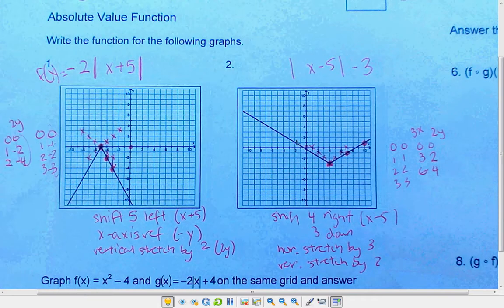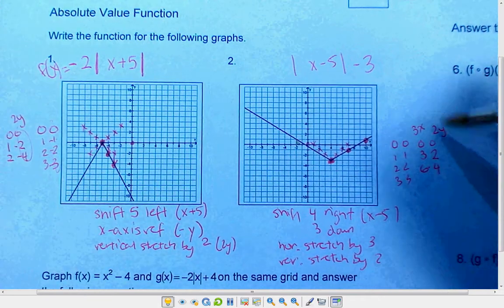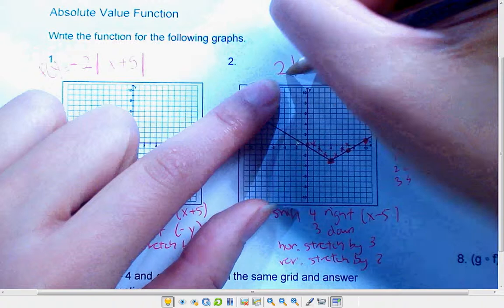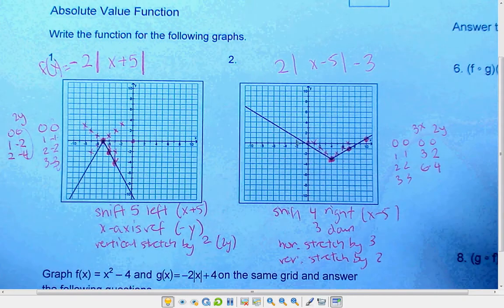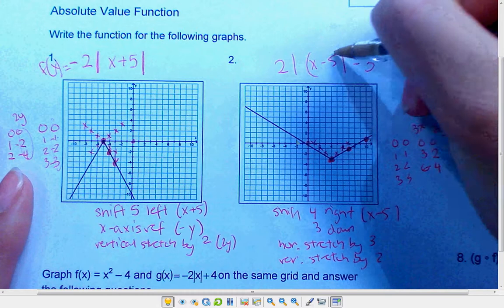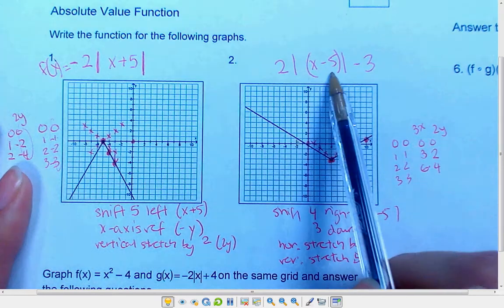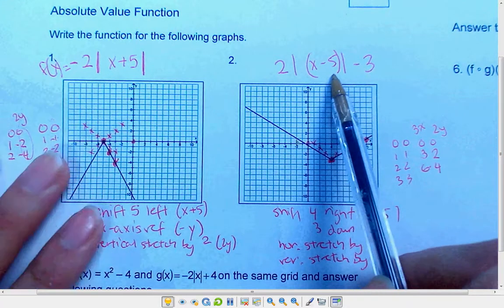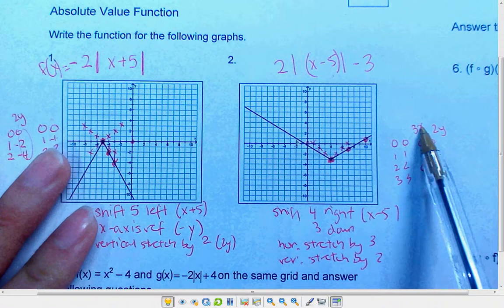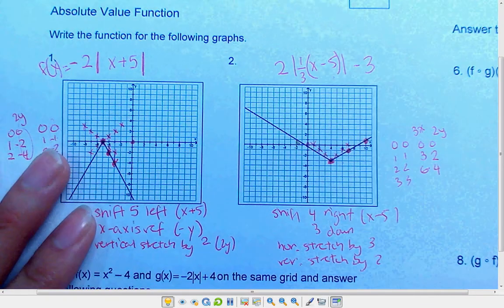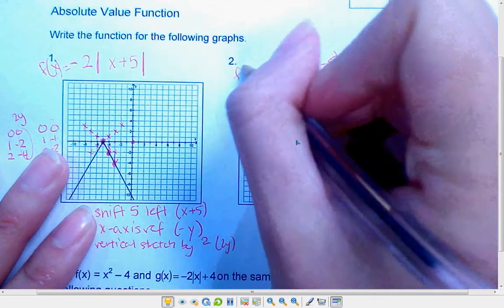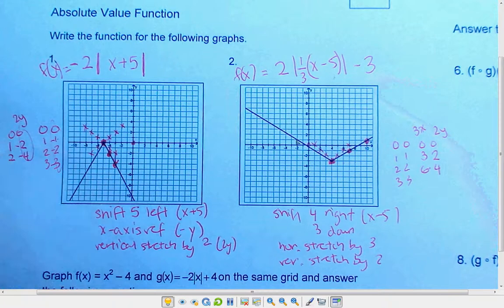Right. So if your y's have been multiplied by 2, the 2 is going to go outside of your absolute value, so right here. With your x's, this is going to go inside the absolute value, but remember, parentheses around the x minus 5, because they have to be separated by parentheses. And then we're not writing 3, it's the inverse, so we're going to write 1/3. And this is my function for number 2.